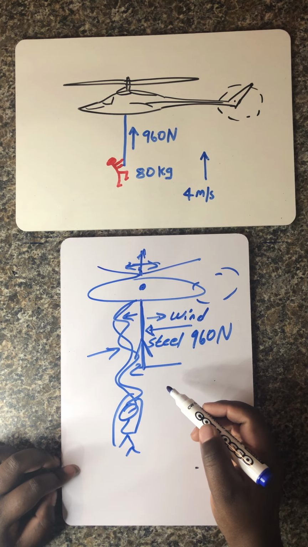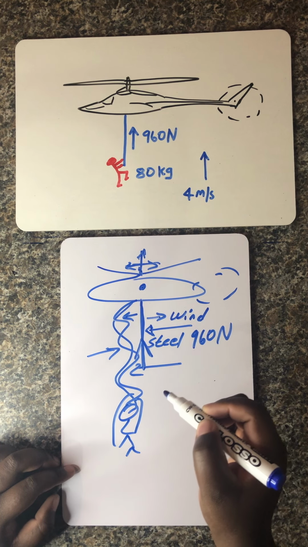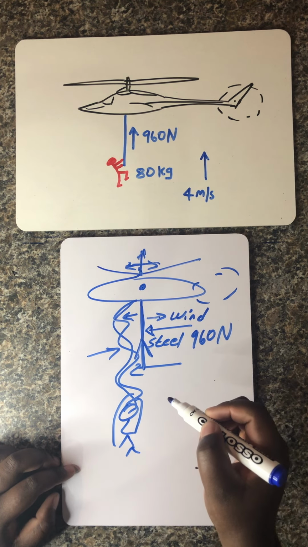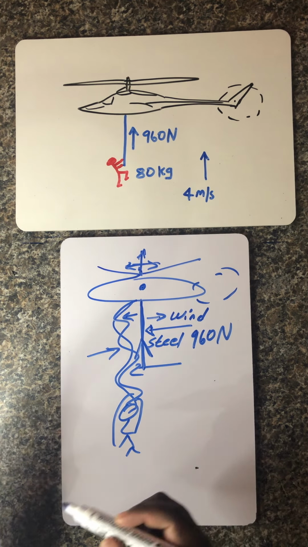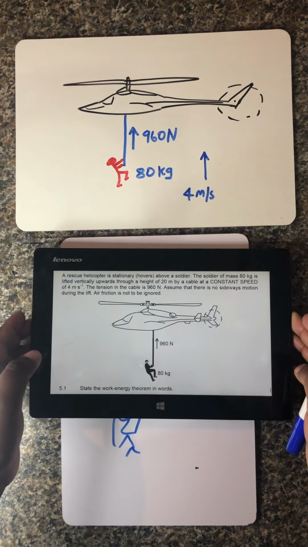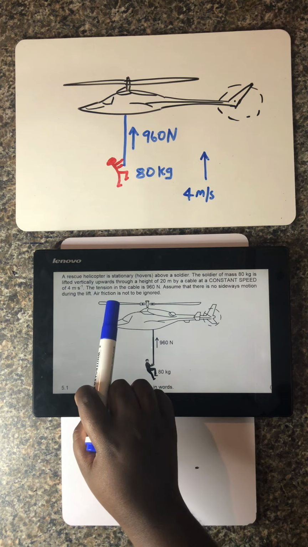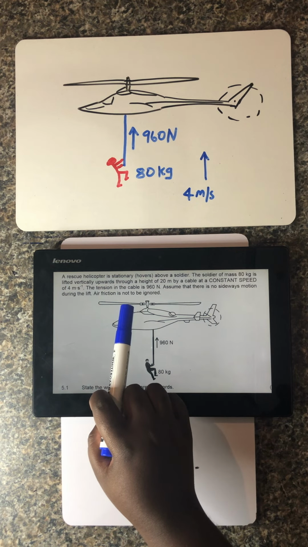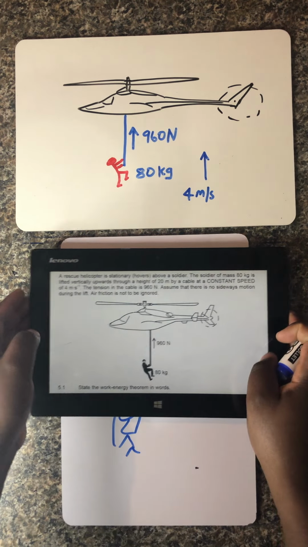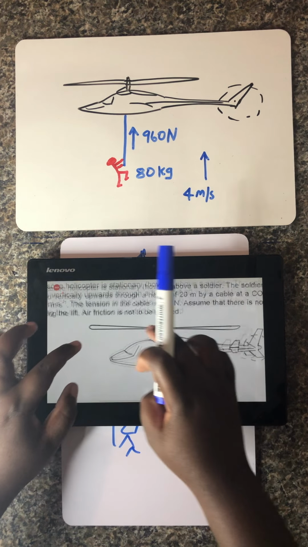But the statement says assume that there is no sideways motion during the lift. I assume you fully understand that part, ladies and gentlemen. So again, they say air friction is not to be ignored. Very, very much important, ladies and gentlemen. Please read this statement in full.